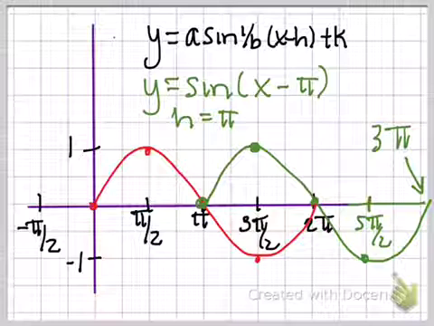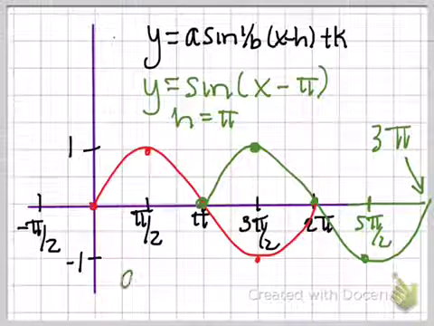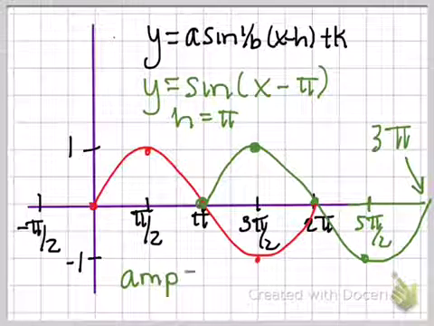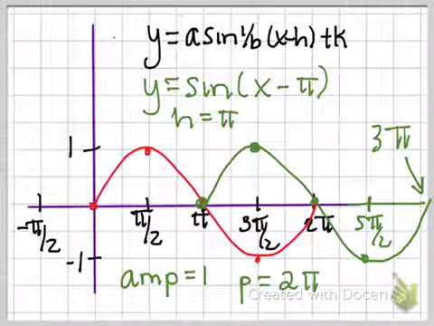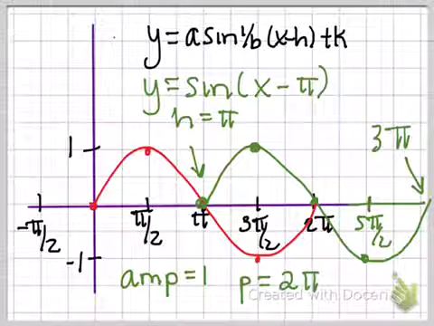Now if you notice, I didn't change the amplitude at all. The amplitude on all of these examples was 1, and the period was still 2 pi. If you notice, we started here at pi and ended at 3 pi. That distance is still 2 pi.